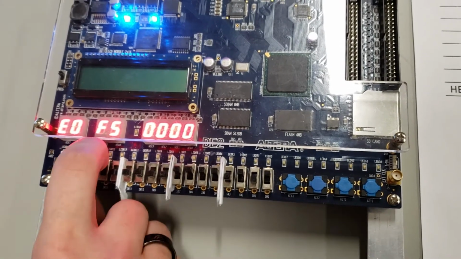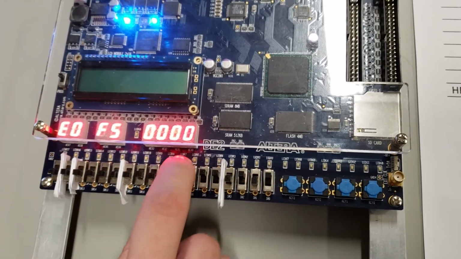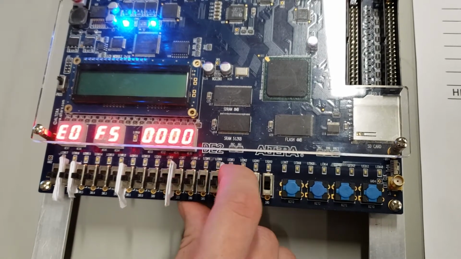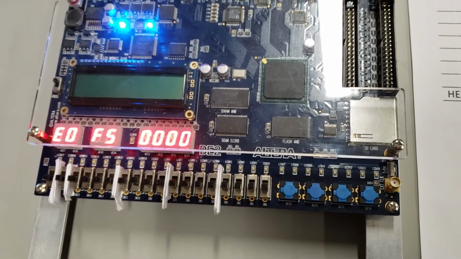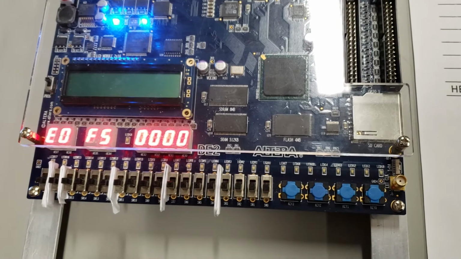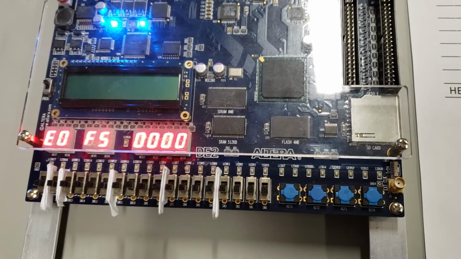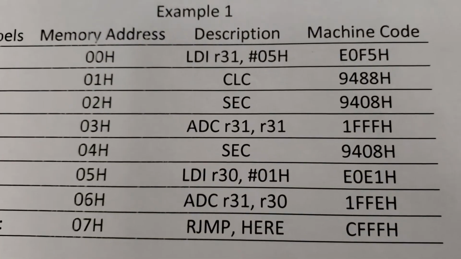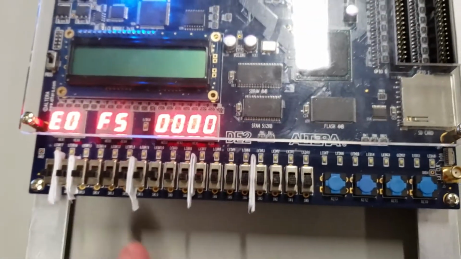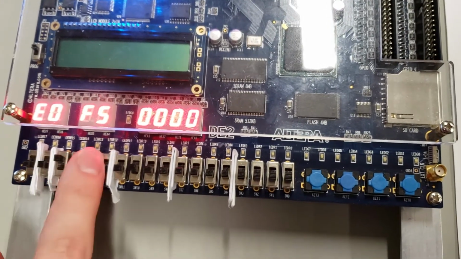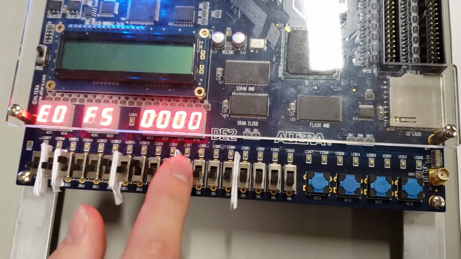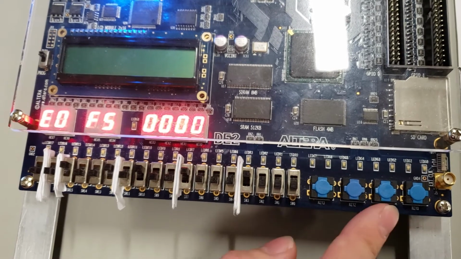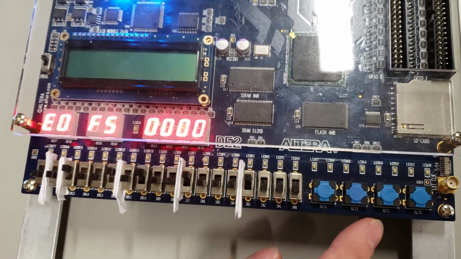We can actually enter in the data first or the address first. Order does not matter. So let's enter the data for the next instruction. This will be 9488 in hex. So, 9488. And again, since this is the data, we have to use key 1.